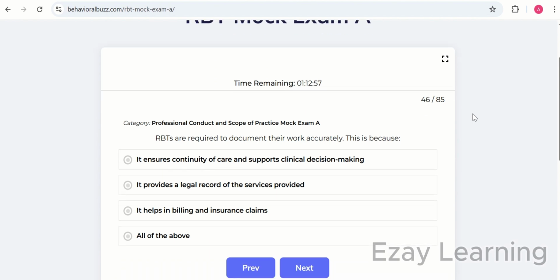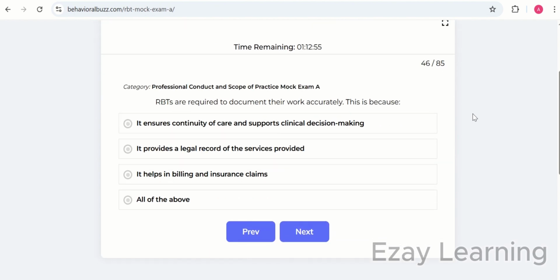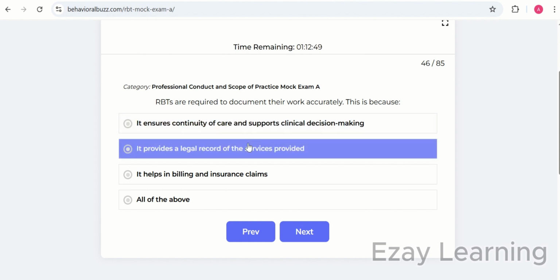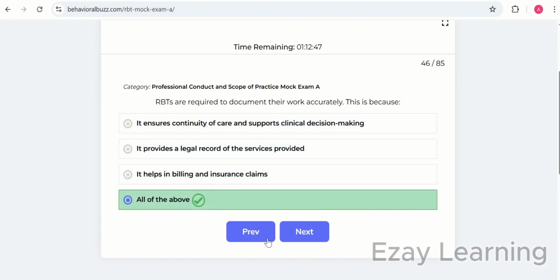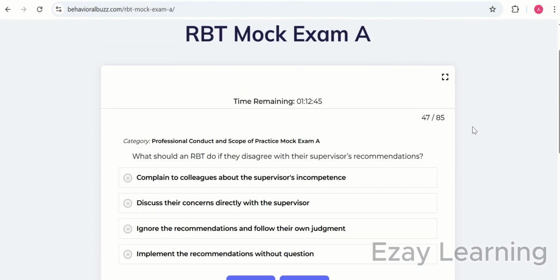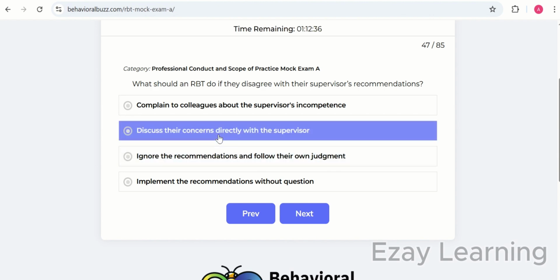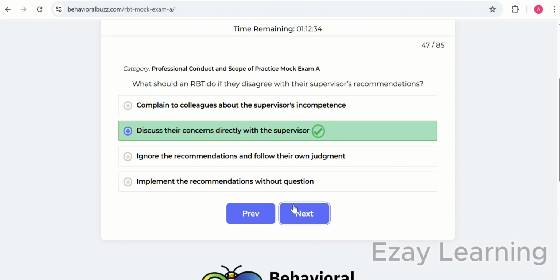RBTs are required to document their work accurately. This is because of continuity of care, legal record, billing and insurance, all of the above. What should an RBT do if they disagree with the supervisor's recommendation? Discuss their concerns directly with the supervisor.